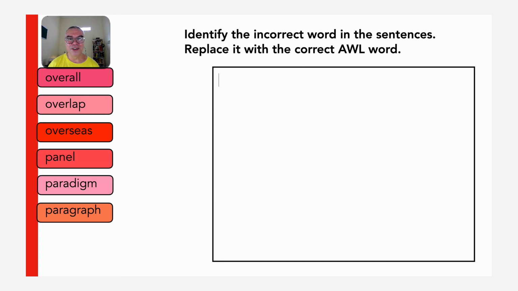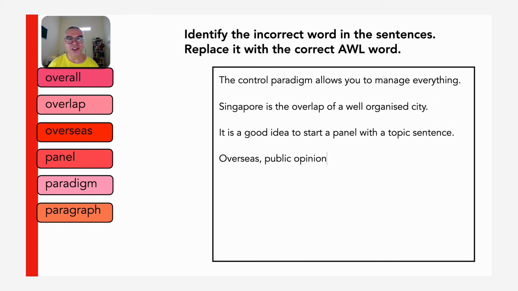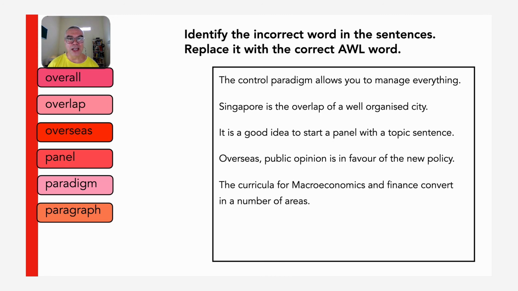Okay? The control paradigm allows you to manage everything. Singapore is the overlap of a well-organized city. It is a good idea to start a panel with a topic sentence. Overseas, public opinion is in favour of the new policy. The curricula for microeconomics and finance convert in a number of areas. Lastly, a job at the diplomatic service means that you will spend a lot of time alone.